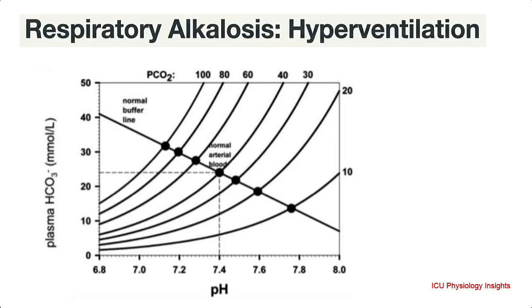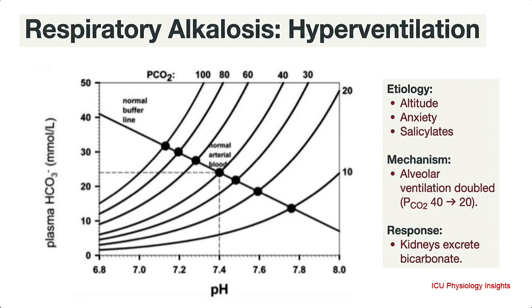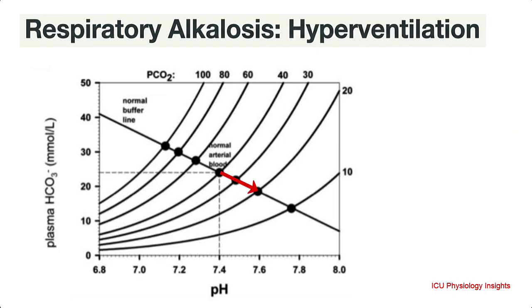Now for the opposite scenario, respiratory alkalosis. Here, the primary problem is alveolar hyperventilation. Maybe it's driven by anxiety, or perhaps it's the hypoxic stimulation you get at high altitude. The PCO2 falls. So on our diagram, this is a move down the blood buffer line to a lower PCO2 isopleth, and that results in a higher pH.